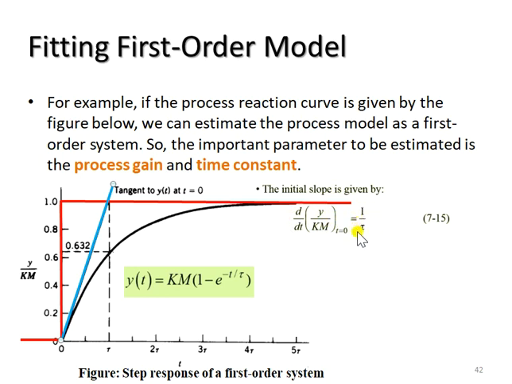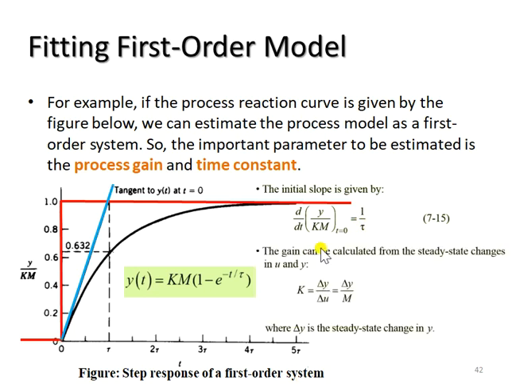So in order to find what is tau or time constant, we can simply rewrite this equation because the slope can obviously be calculated, and definitely we can solve for the value of tau. The next is to calculate what is the gain. So the gain can be calculated from the steady state changes in input U and output Y.